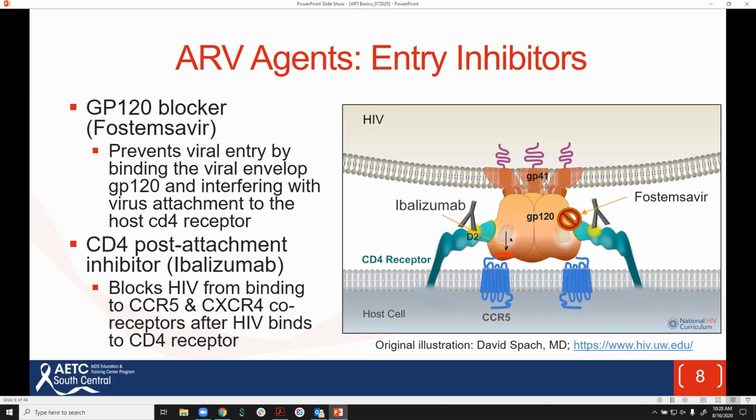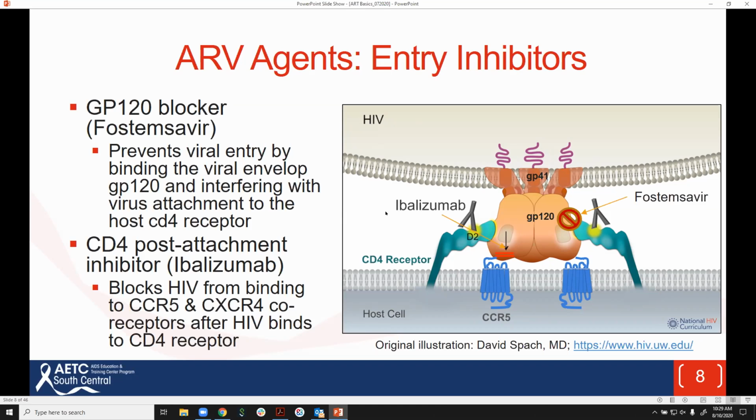So if we talk about our GP120 blocker, that's here. Fostemsavir, the most recent FDA approved medication, blocks this interaction between the HIV protein and the CD4. If they can't attach to each other, guess what? No infection of that CD4. That's an exciting new medication, currently only approved for multi-drug resistant virus. This is not for treatment naive, but it's an important tool in our toolbox for patients who don't have other options.